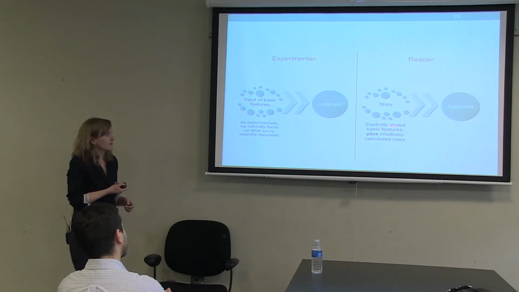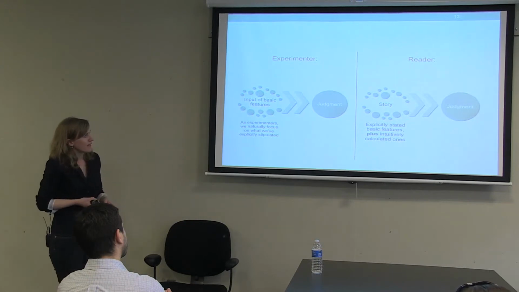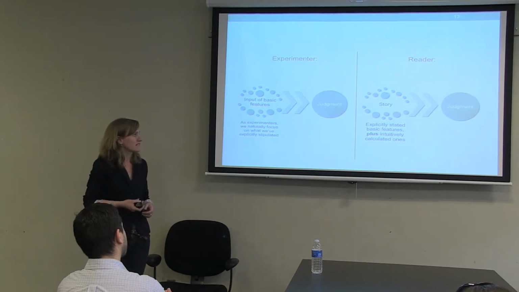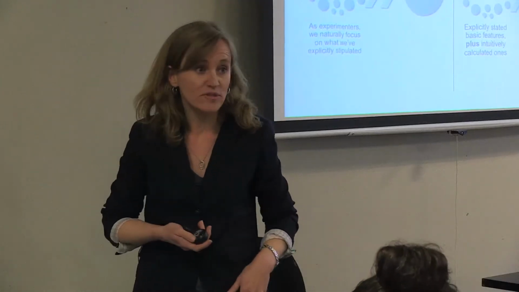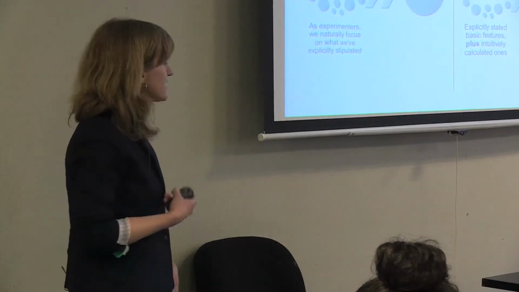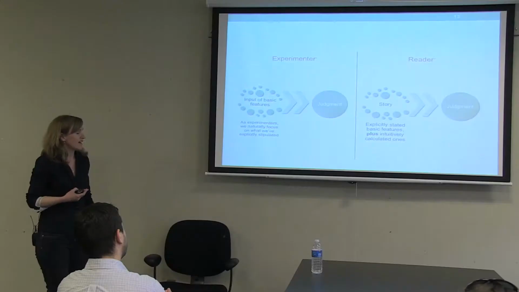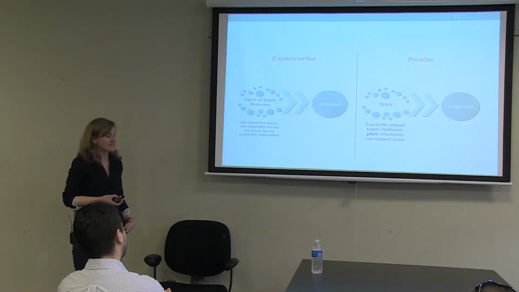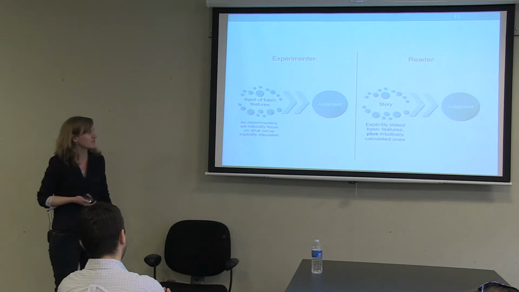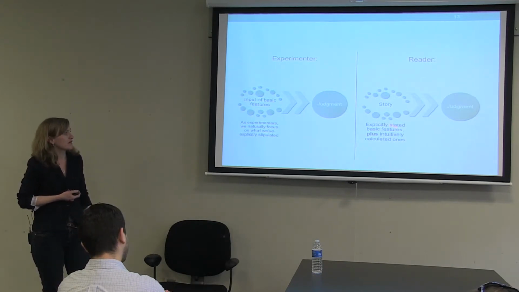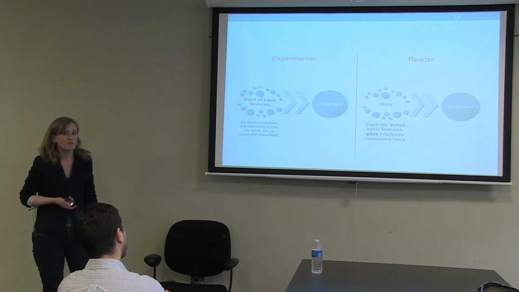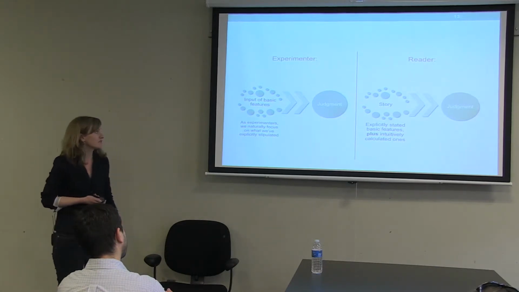As a naive reader, when I read a story, I'll appreciate the explicitly stated basic features, plus also the intuitively calculated ones, which are the ones that you bring in when you're just trying to make sense of the story. We'll see something about intuitive calculation in a minute. And then again, I produce a judgment. And I'm not always conscious of the difference between what's been explicitly stated and what I'm intuitively calculating.